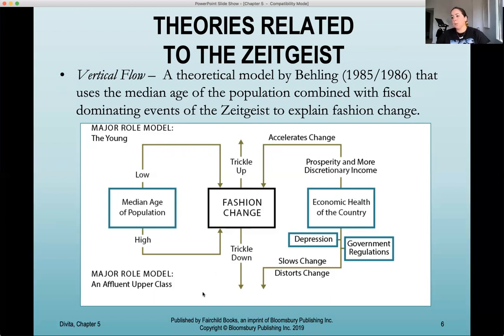A major role model in this whole thing is an affluent upper class, in the trickle down theory, and the major role model in the trickle up is the young. Things that come from the young are exciting, the young have money, and they accelerate the change. When we're talking about this, we talk about an upper class that still has money despite the economic health of the world, and they continue to thrive and drive change, even though it's a slow process.